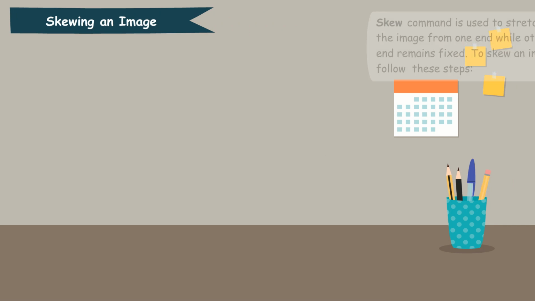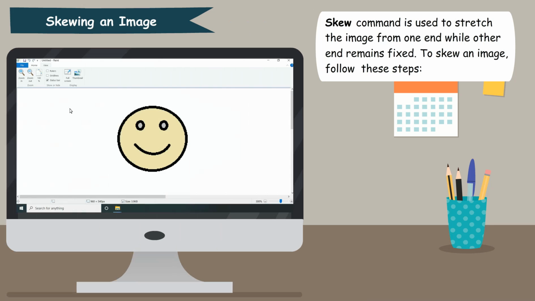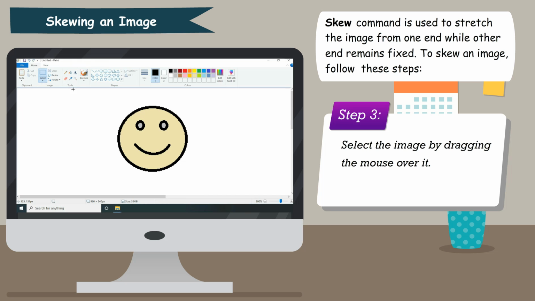Skewing an image. Skew command is used to stretch the image from one end while other end remains fixed. To skew an image, follow these steps. Step 1. Click on Home tab. Step 2. Click on Select command. Step 3. Select the image by dragging the mouse over it.